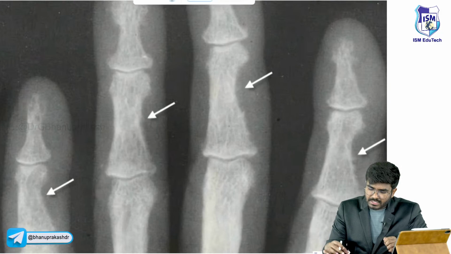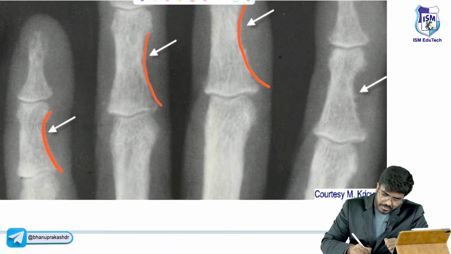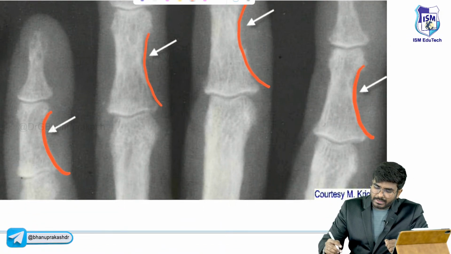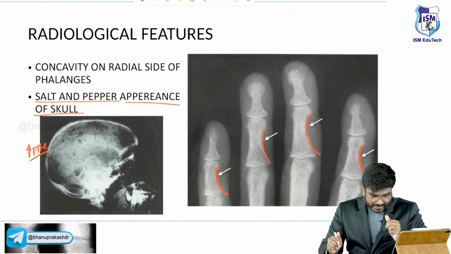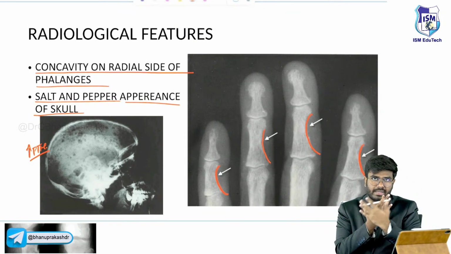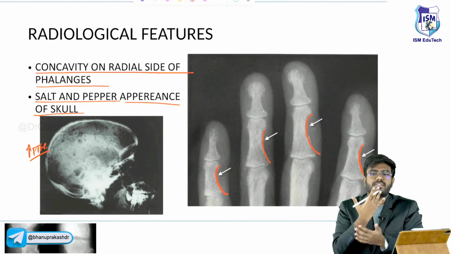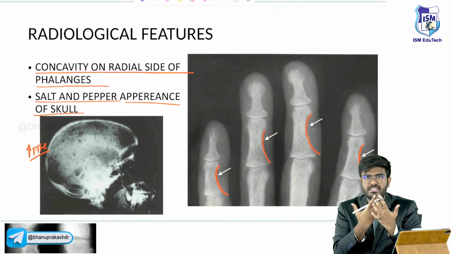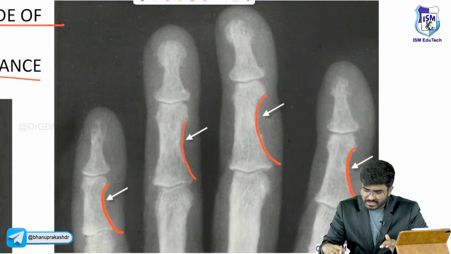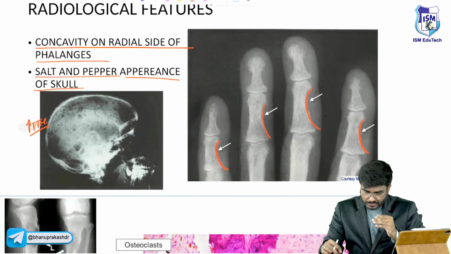And in the hands, when you take the X-ray, you can see a concavity because of the excessive bone resorption. There is a concavity on the radial side of the phalanges, towards the side of the radius. Towards the radial side of the phalanges, there will be excessive bone resorption that can be seen as concavity. That's the one thing I want you to know.